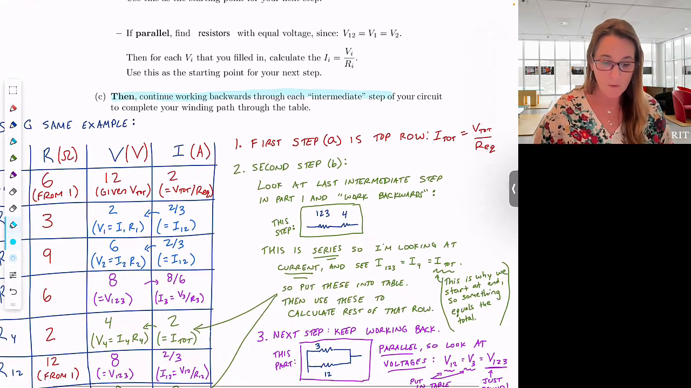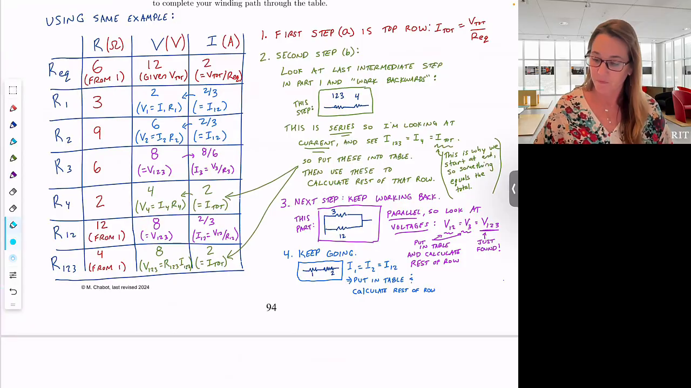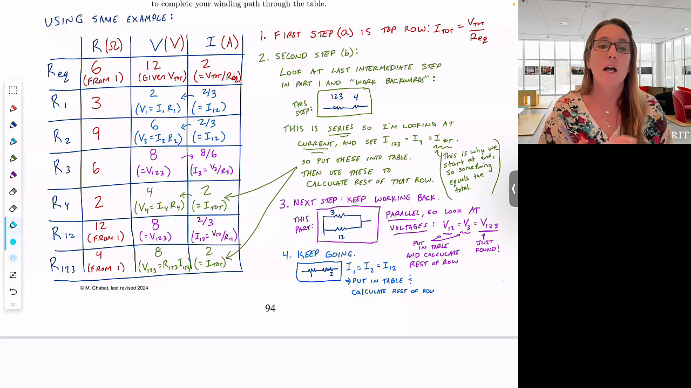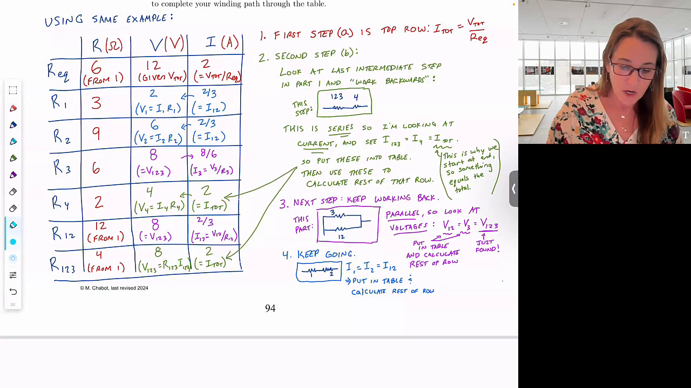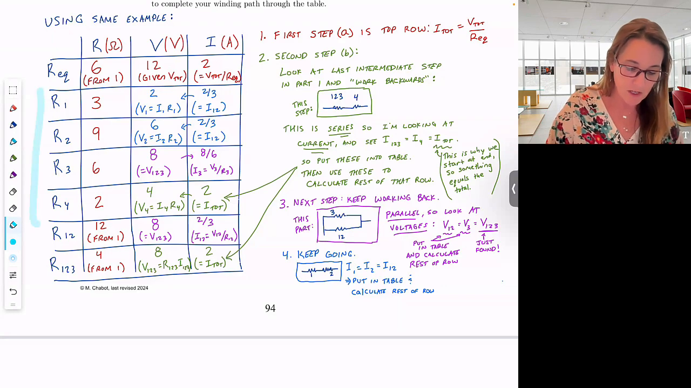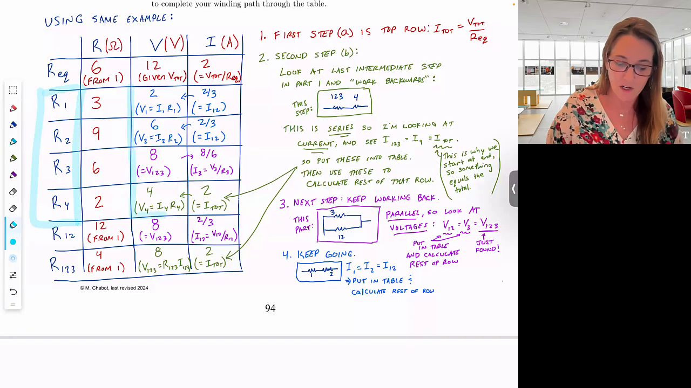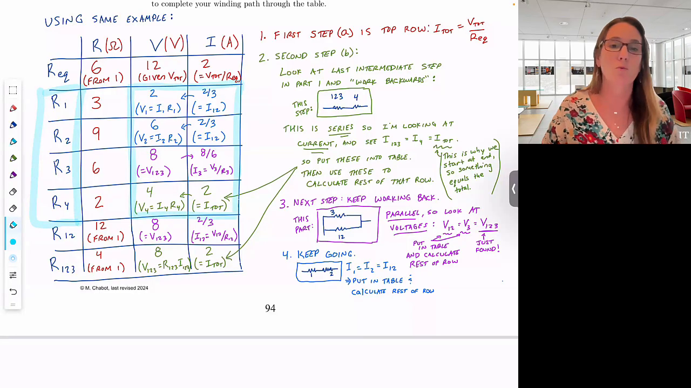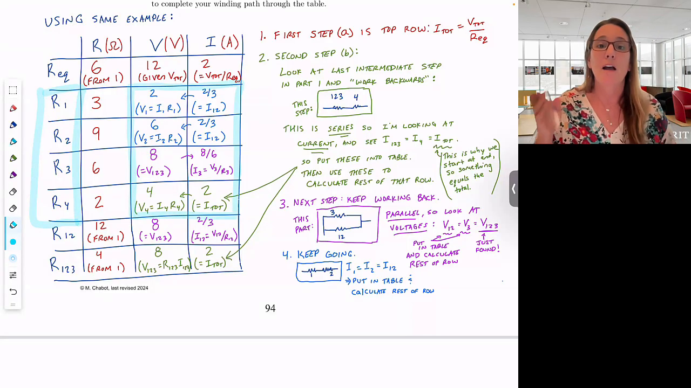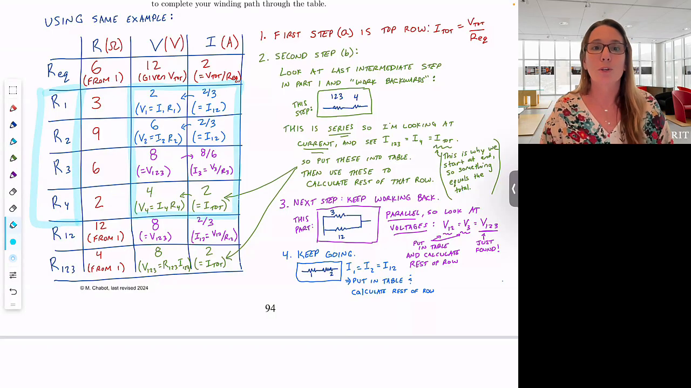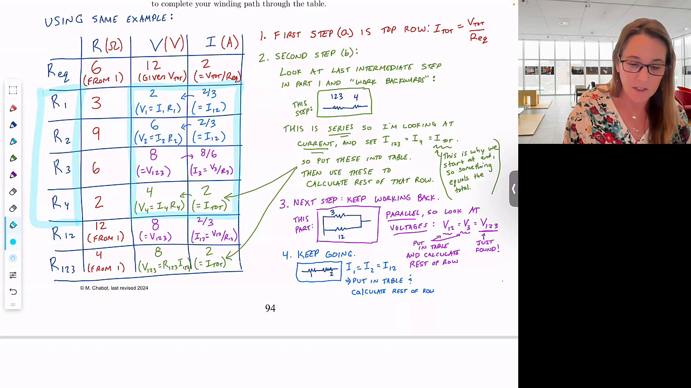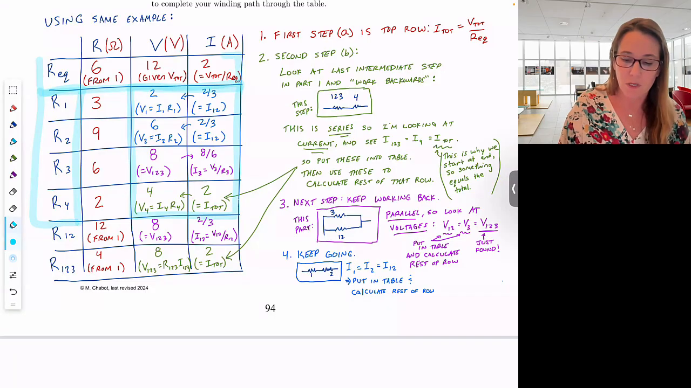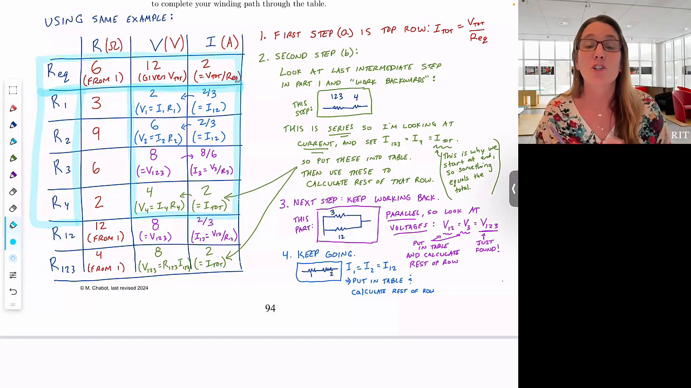What that looks like when it's been worked out is shown here. The key results are that we can find all of the individual values of the resistors, their individual voltage drops and their individual currents, by navigating our way through this table. The top line, just as before, is always going to be equal to our equivalent total circuit values. Those are the fundamental results that we get from that.